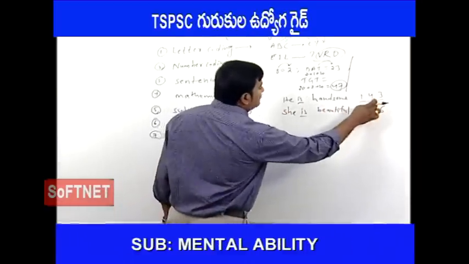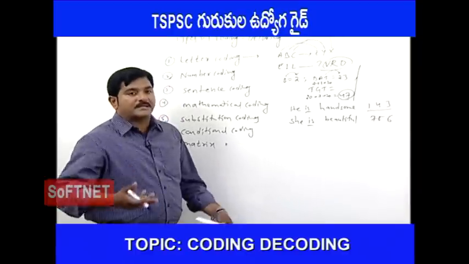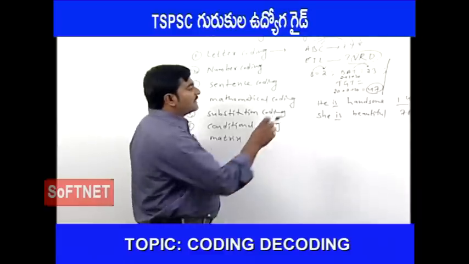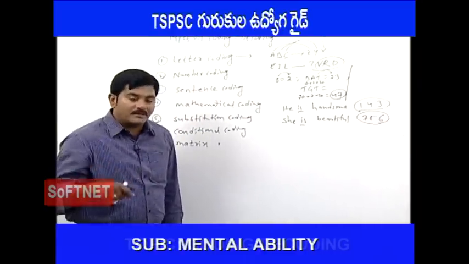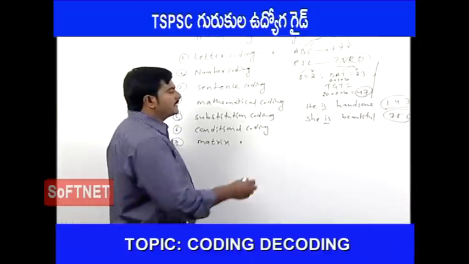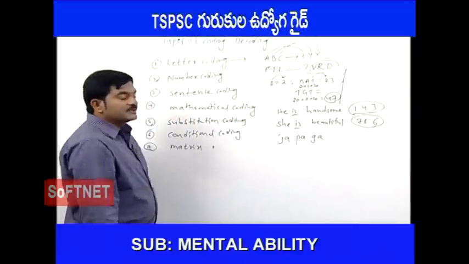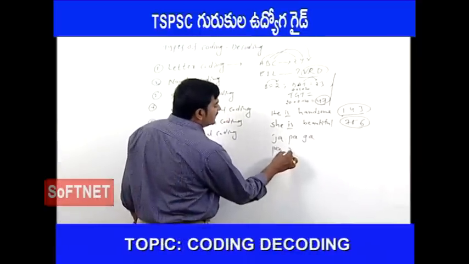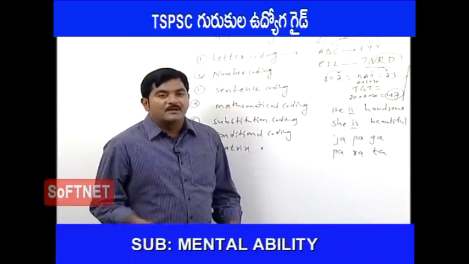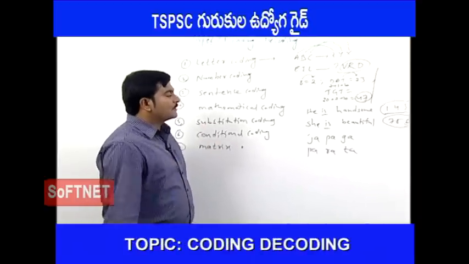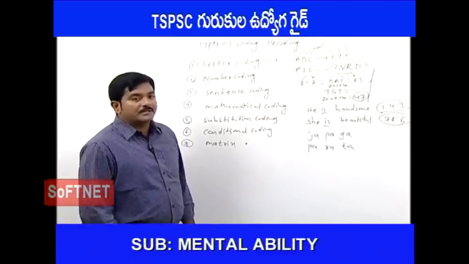For the sentence I am getting a kind of coding. That is, what is the coding for the first sentence? 143. What is the coding for the second sentence? 786, and so on. Sometimes the coding for a given sentence need not be a numerical number. Sometimes it may again be an English word. Suppose he is handsome can be expressed as JAPAGA. Similarly, she is beautiful can be expressed as PARATA. Then again, what is the code for the word he, or beautiful, or she, and similarly for is and handsome, and so on. If the question is in this way, that kind of coding is called simply sentence coding.